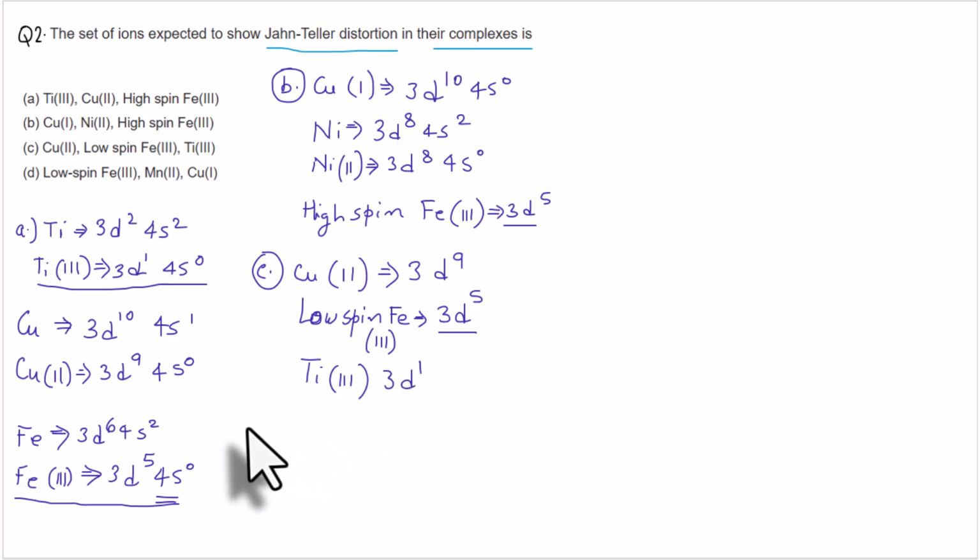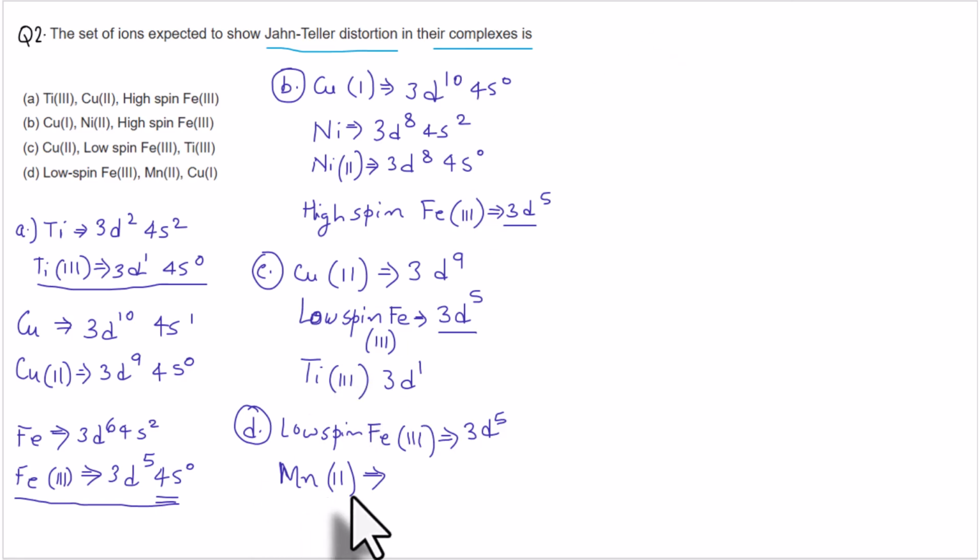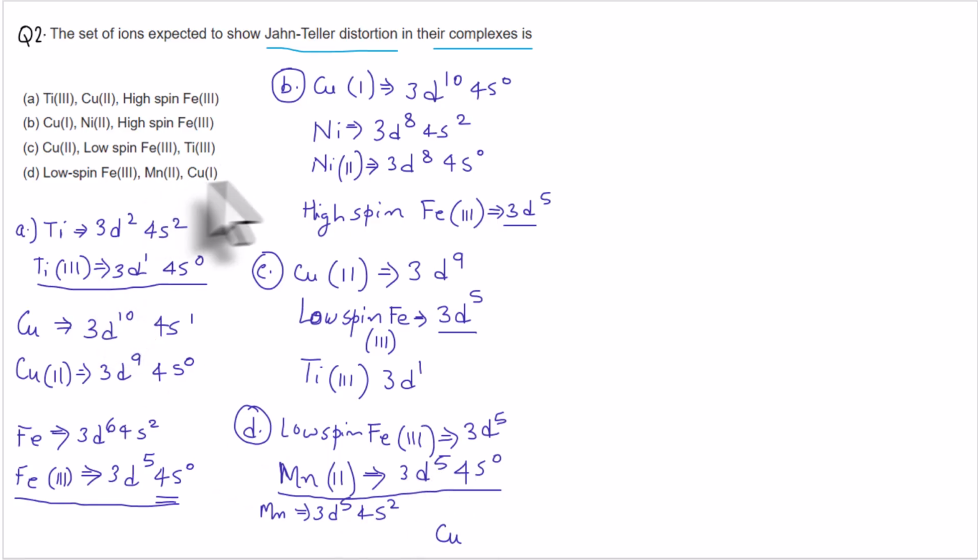Coming to the last set D, we have low spin Fe3, which again will be 3d5. Then in option D we have Mn2. Manganese is 3d5, 4s2 in the ground state, so in the plus 2 oxidation state manganese is 3d5 only, 4s0. And the last one in option D is copper 1, which we already saw in option B as 3d10.